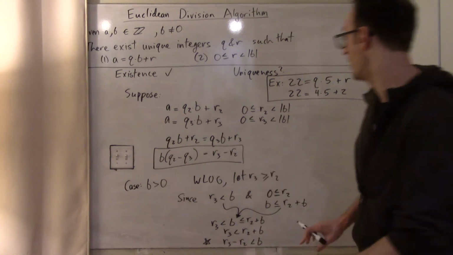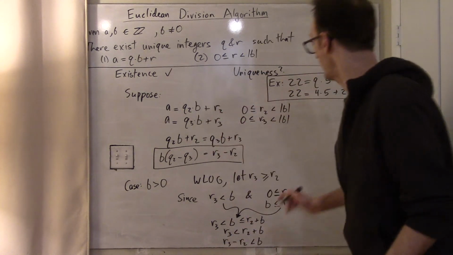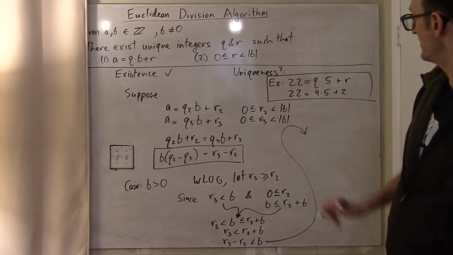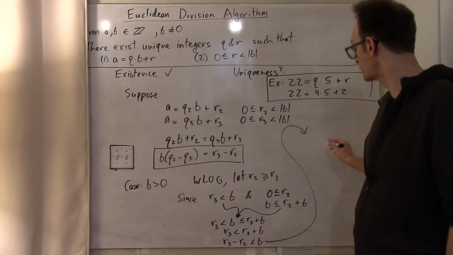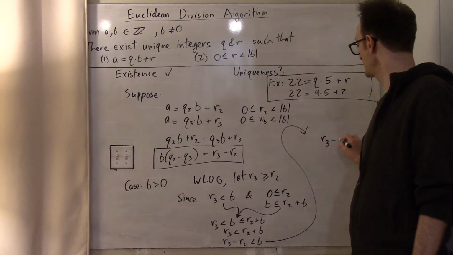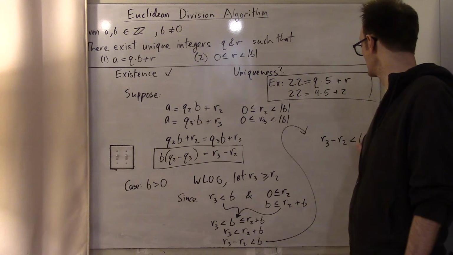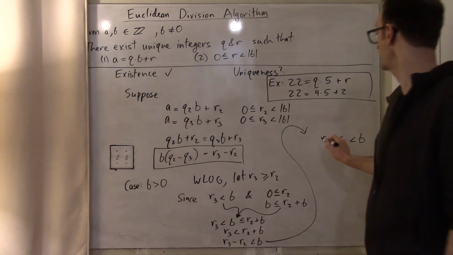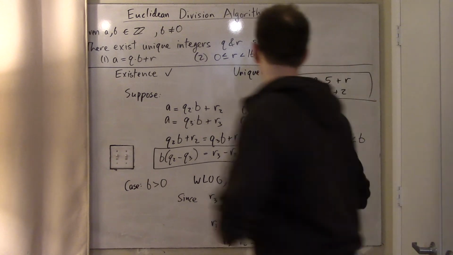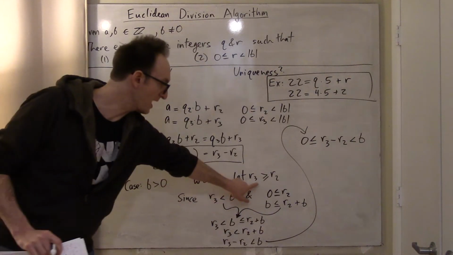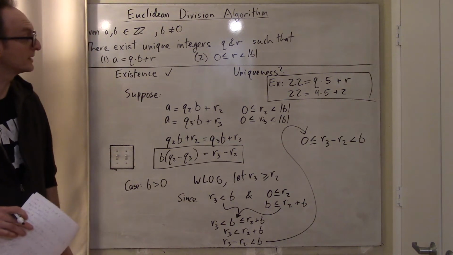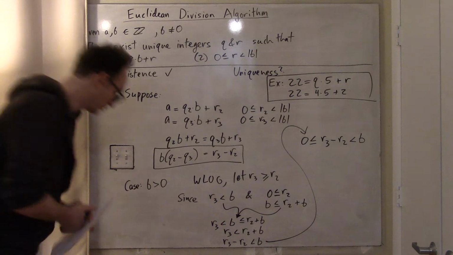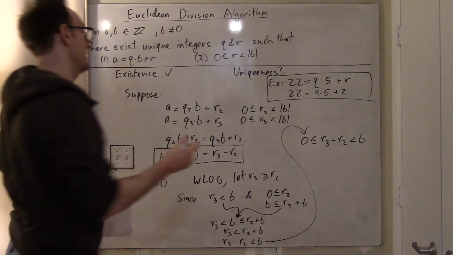Oh, and of course also, well, okay, here, I'll just continue up. So what do I have right now? The argument kind of continues up here, which is I've shown that this R3 minus R2 is less than B, but also, of course, this is going to be greater than or equal to 0 because I've assumed that R3 is the bigger one. And now I am ready to bring in this.